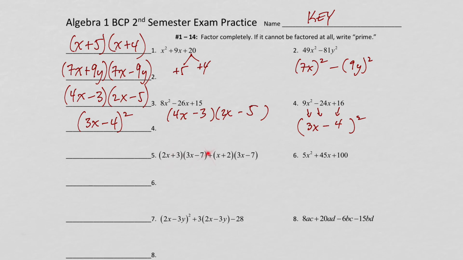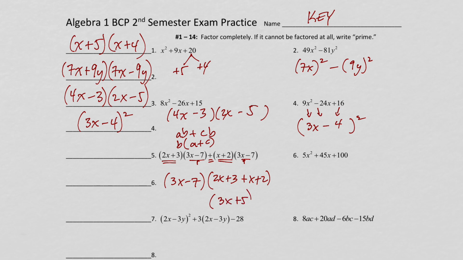Okay, you have something times something plus something times something. It's as if you had AB plus CB. This something is the common term, and if you factor it out, you're going to be left with A plus C. Well, the same thing. The 3x minus 7 are like terms, so we factor that out, 3x minus 7, and then we have this plus that. So 2x plus 3 plus x plus 2. And that simplifies to 3x plus 5. So we have 3x minus 7 times 3x plus 5.